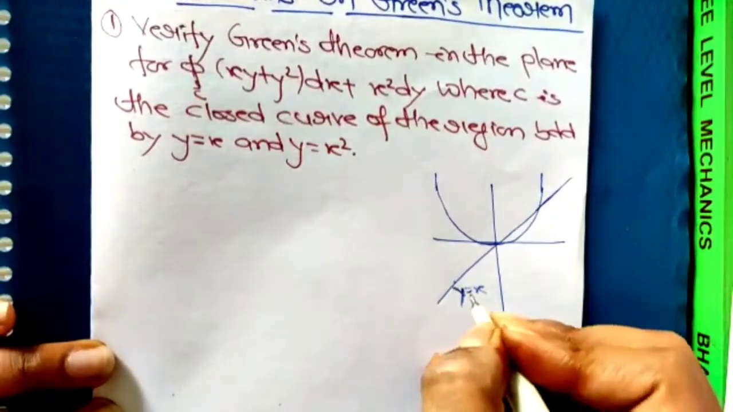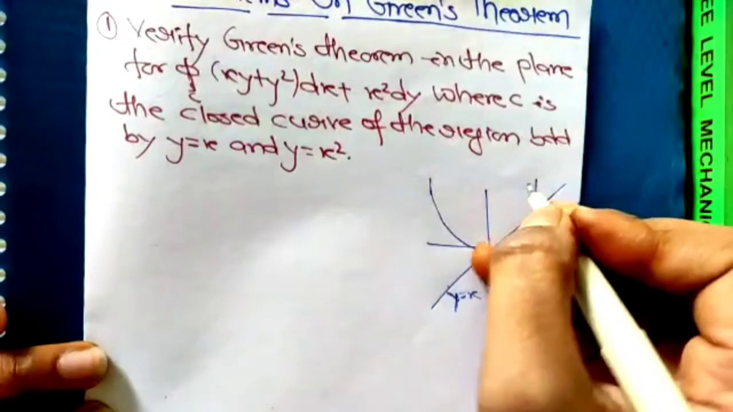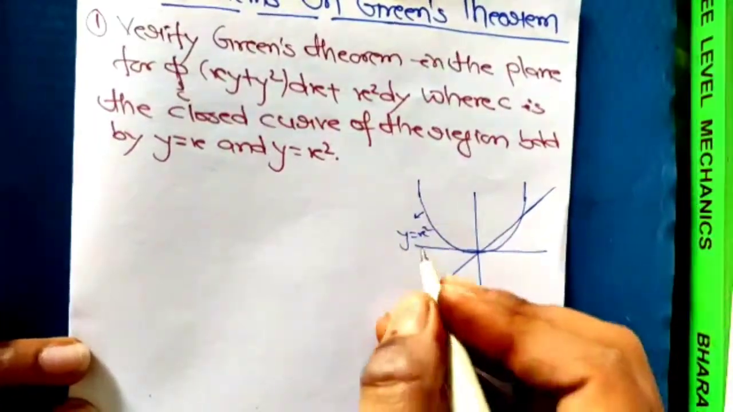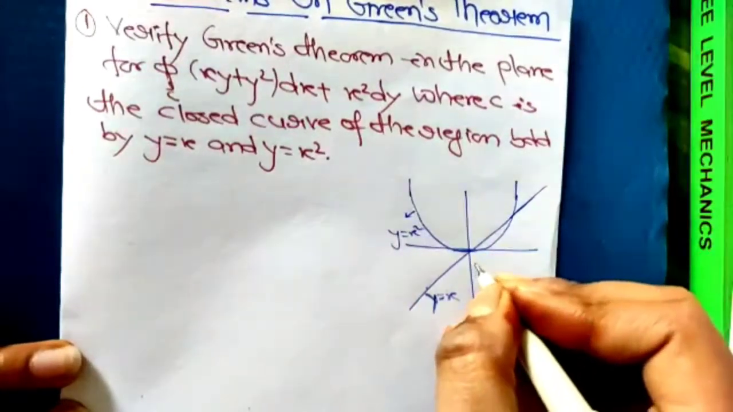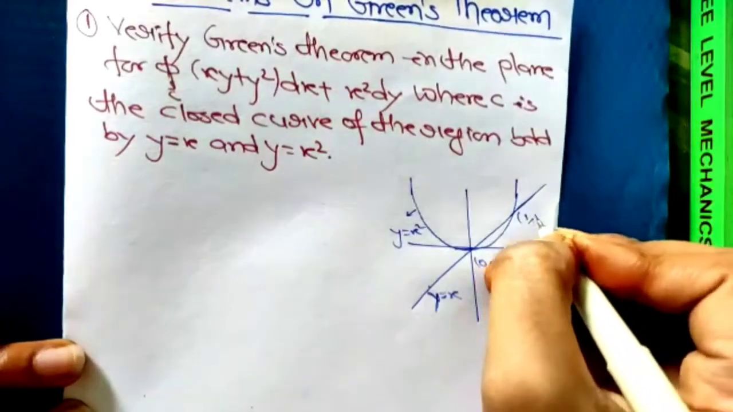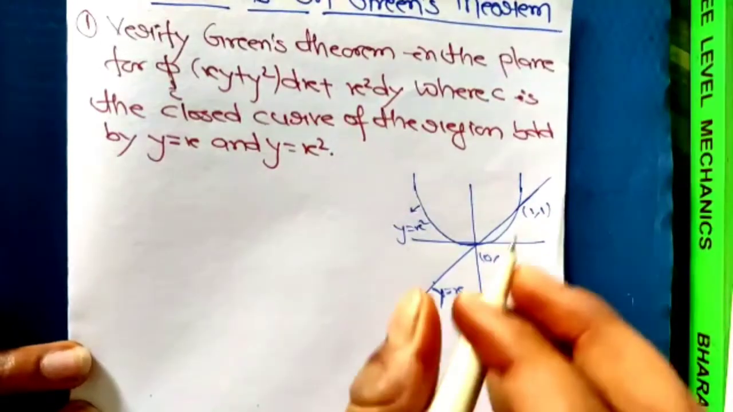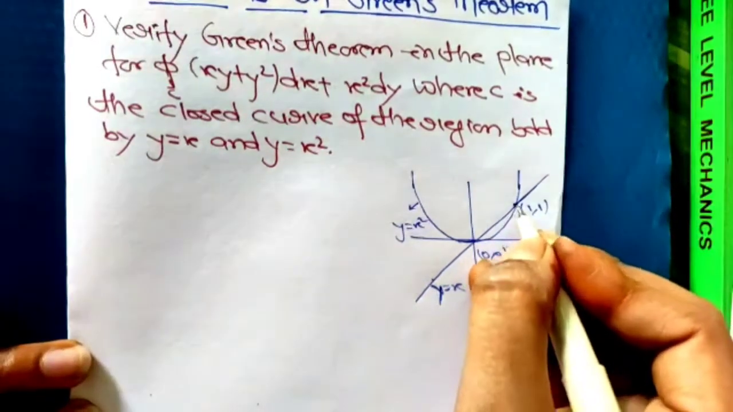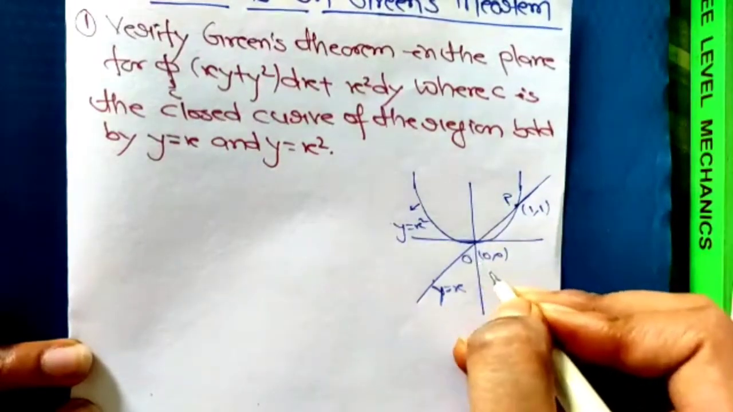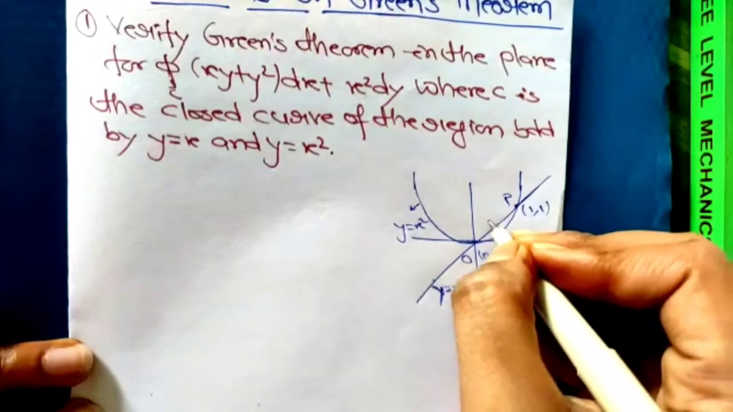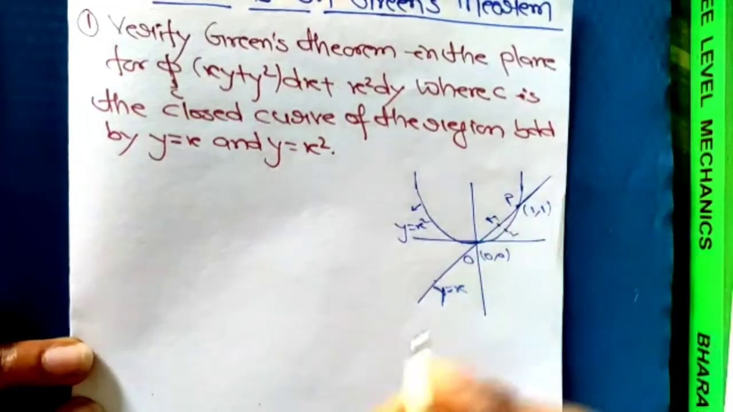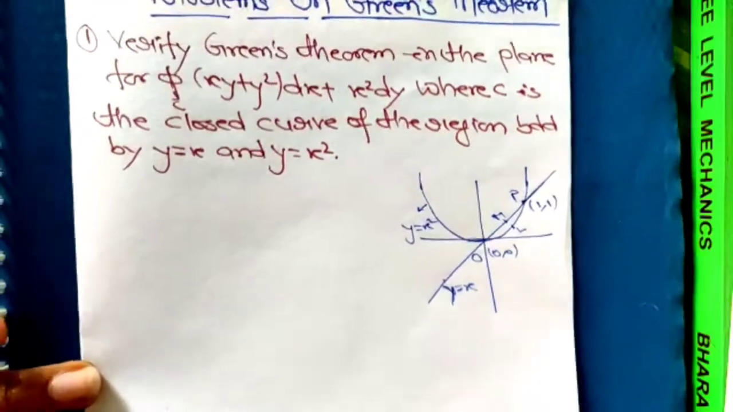This is the equation of the line, y equals x, and this is the equation of the parabola, y equals x square. If you solve these equations, you find that the points of intersection are the origin and (1, 1). Coordinate is (1, 1), just give it the name P. This is the origin, so denote it with O. Write M here. This may be L.